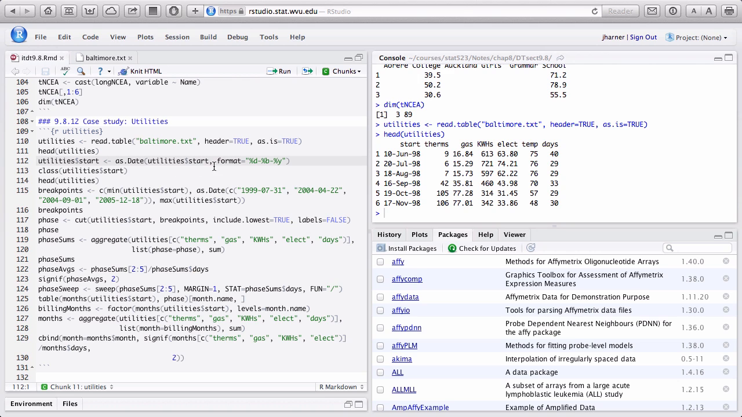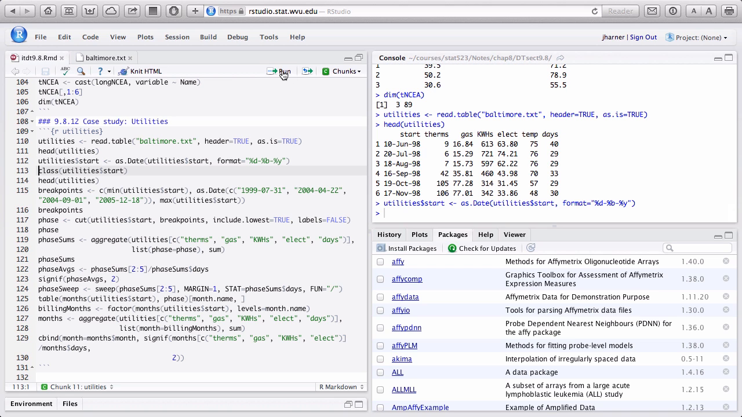Now what we're going to do, first of all, is reformat the date that's here. So let's run that. I'm going to replace utilities start. I'm coercing it to a date with this particular format, and I'm replacing it. In other words, utilities$start gets as.Date, coerced from the original format, which is the first column, and I'm going to format it as a date.